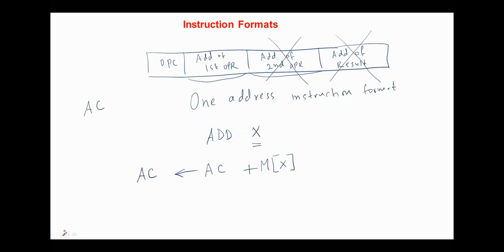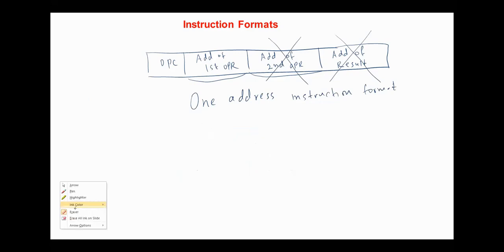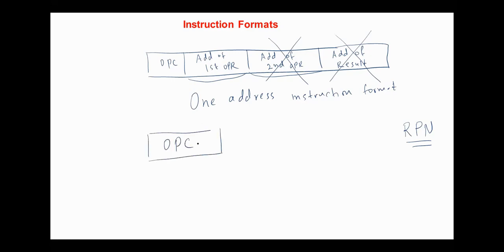Next, can we have a 0 address format? The answer is yes. In the last video, we discussed the stack organization, and it was shown that if we represent the expression in reverse Polish notation, then in the address field of operations, we do not have to specify operands. So if we have in the instruction just the operation code field without any address fields, then the address format is called 0 address instruction format.